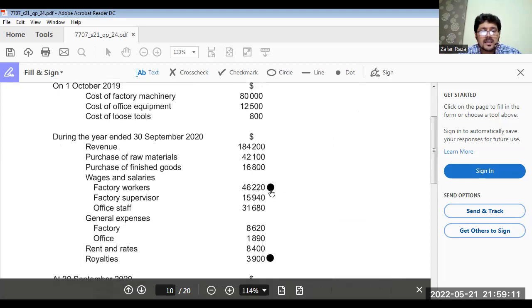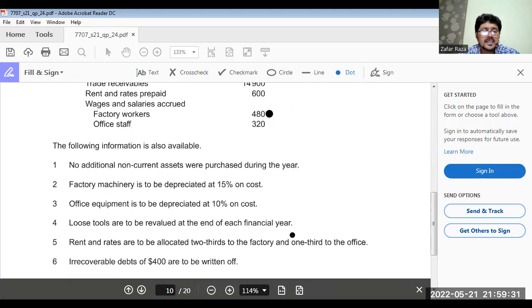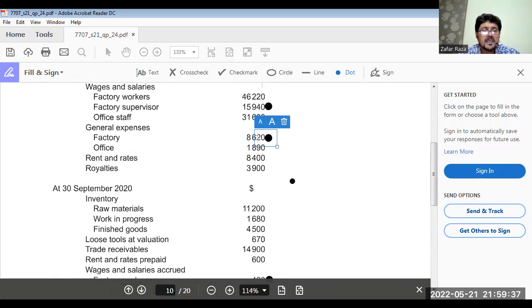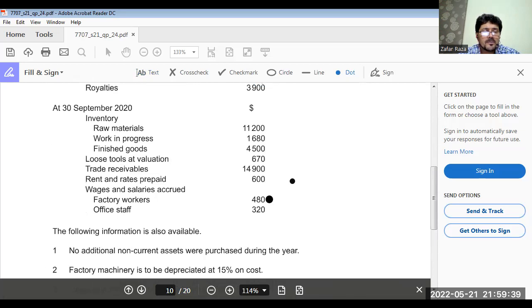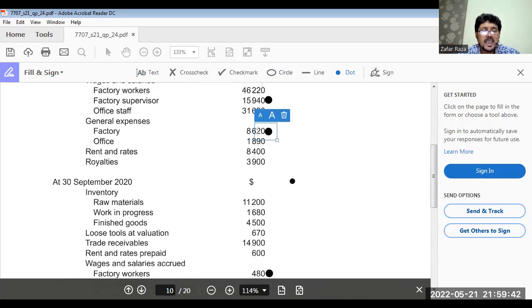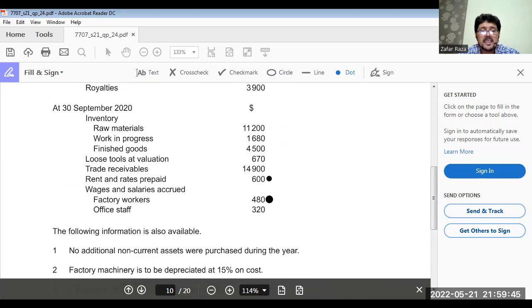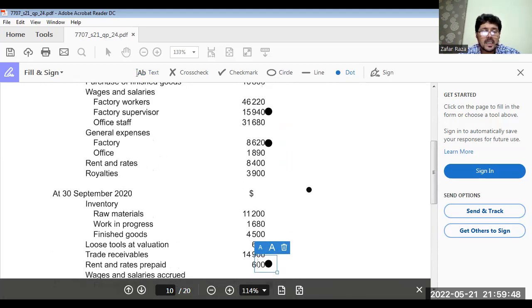Factory supervisor salary 15,940, the first expense. Now general expenses of factory. Rent and rates: 2/3 to the factory. Yes, we have to take rent and rates, but only 2/3. But before that 2/3, we have to deduct the prepaid rent and rates here. Now again, move to the answer.